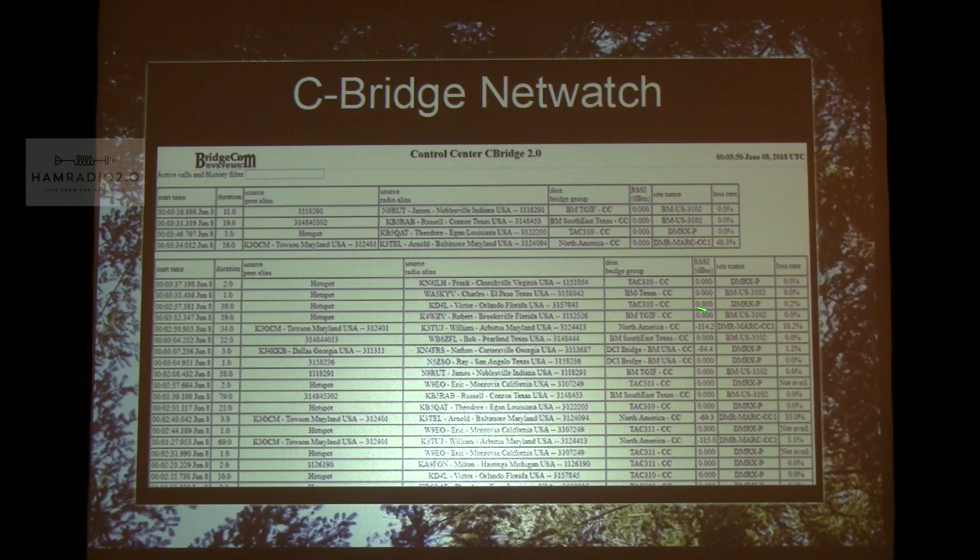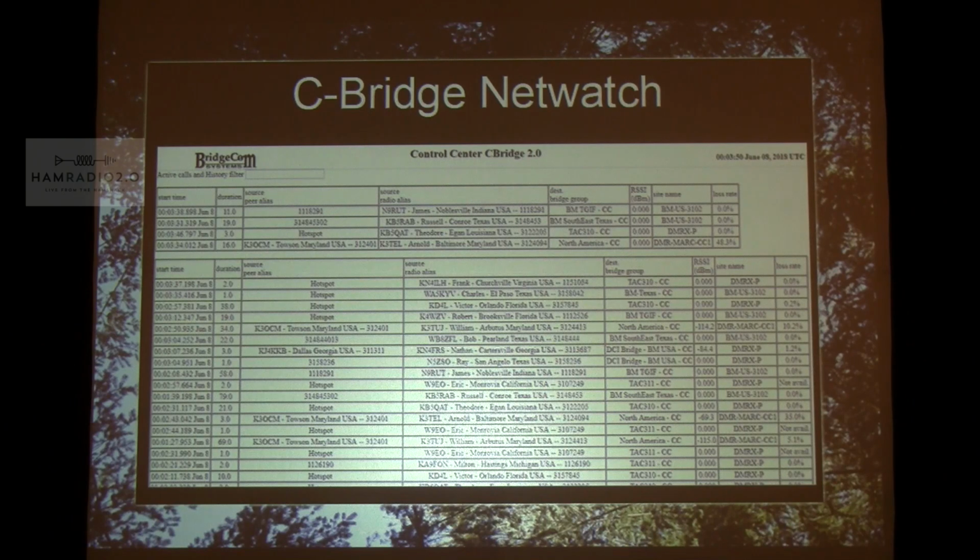And then you've got RSSI configurations, which network they're on. Notice some say DMR-MARC, this one says DMR-X, that one is BM for Brandmeister. So there's different networks that can be passed through there. And then you've got a loss rate, and sometimes that's measurable, sometimes it's not.